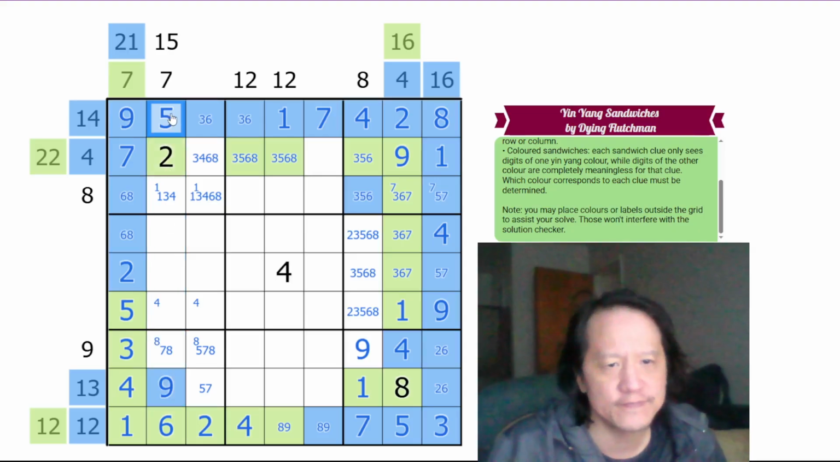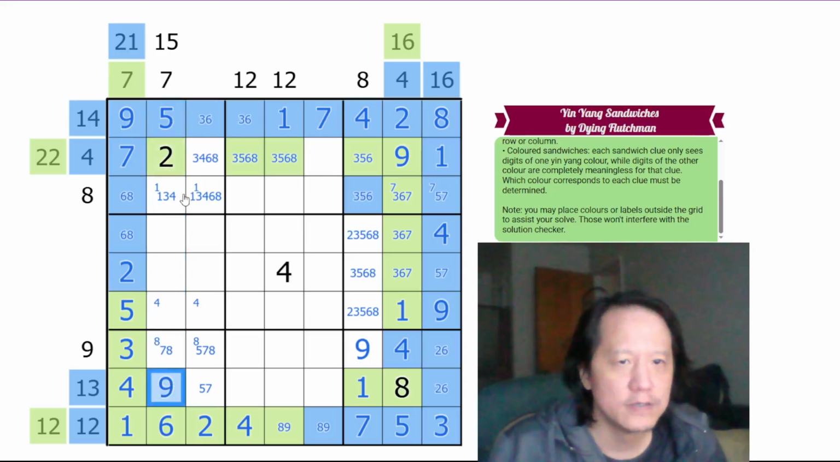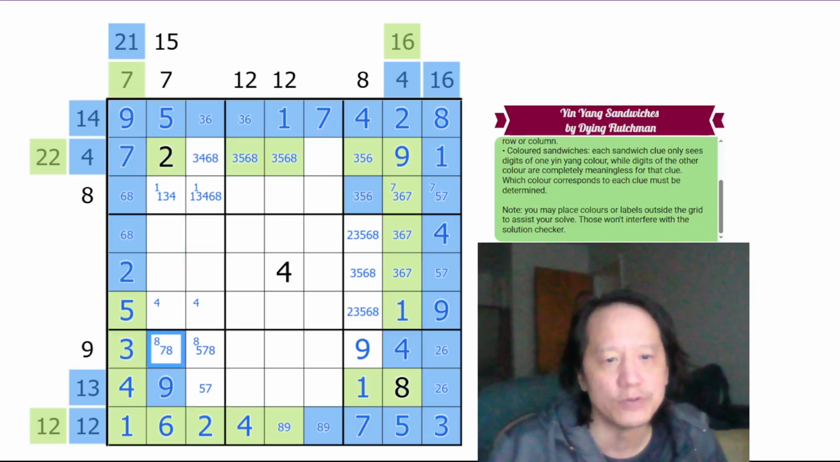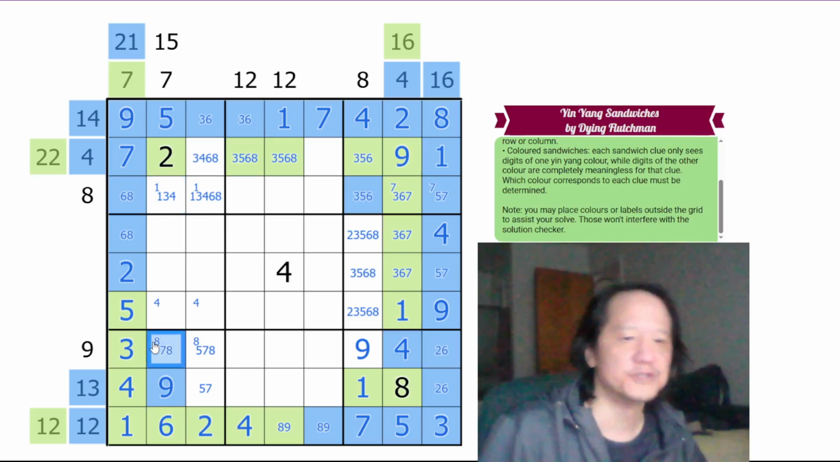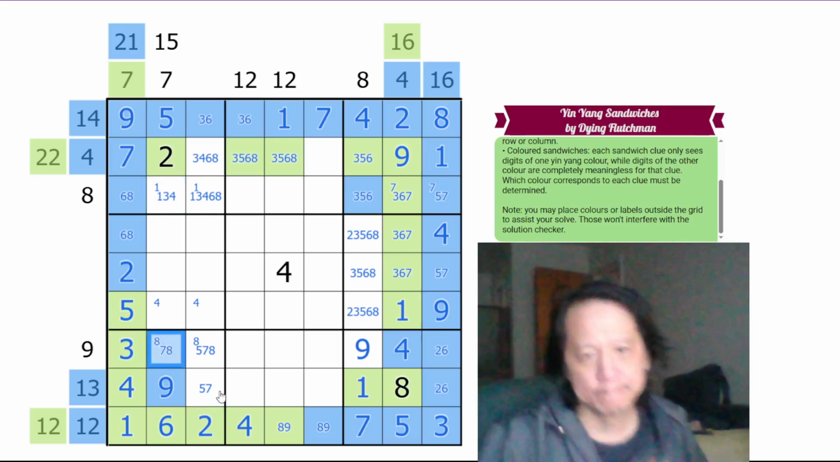Or the... can't be 5 and 9. It has to be... oh, wait. It could be. It's 7 and 8 in between. So this has to be blue. Yeah, it's 7 and 8. The 6 is outside. So this could be green in 3, 4. But this is definitely blue here.